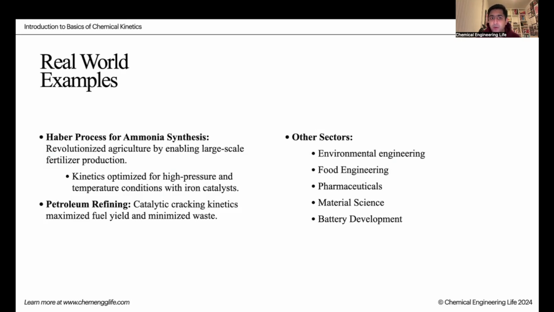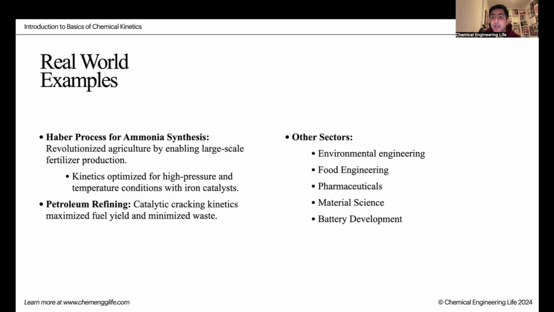Many of the other sectors where kinetics is really used could be environmental engineering, food engineering, pharmaceuticals, material science, and even battery development. And like I said earlier, climate change, for example, that's also a form of kinetics. Like the ozone layer depletion, for example, that is an excellent example, because there have been a great deal of studies. You can even read that up on Google, on different books, on how we can figure out the reactants and the reaction that is increasing the depletion of the ozone layer and so on, and how we could possibly reduce it.